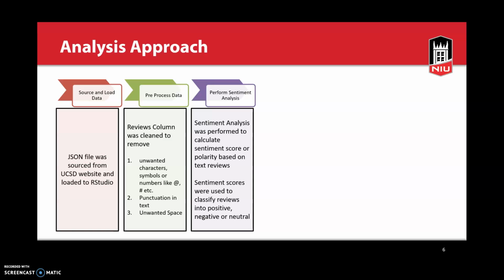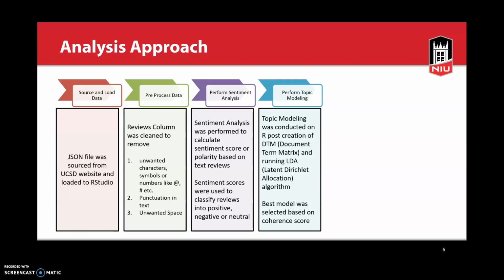Then we performed the sentiment analysis to calculate sentiment score or polarity based on text reviews. So sentiment scores were used to classify reviews into positive, negative, or neutral. After that, we performed topic modeling, which was conducted in R post creation of a document term matrix and the LDA algorithm, which is the latent Dirichlet allocation algorithm. So in this, the best model was selected based on coherence score.